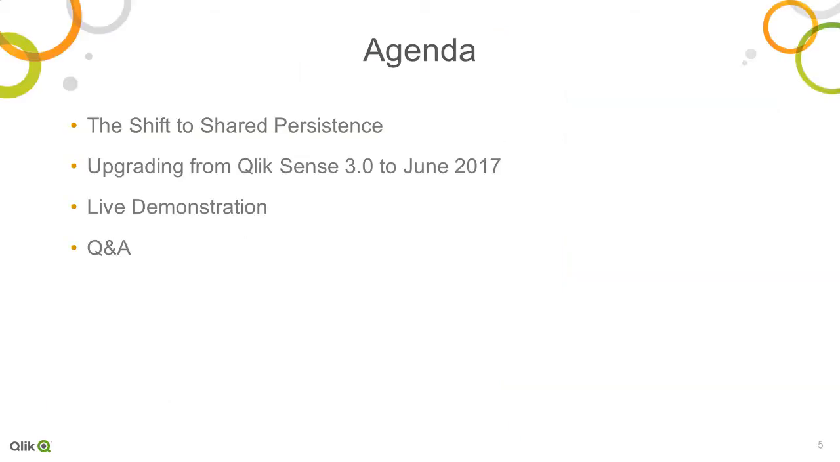So the aim today is to go into a little bit about shared persistence because the June release marks the final transition to shared persistence, and because of this transition and changes that have been made within the product, this also means that upgrading from Sense 3.0 and also the first two releases of Qlik Sense 3.1 is a more lengthy and complicated procedure. So I'm going to then follow that with a live demonstration.